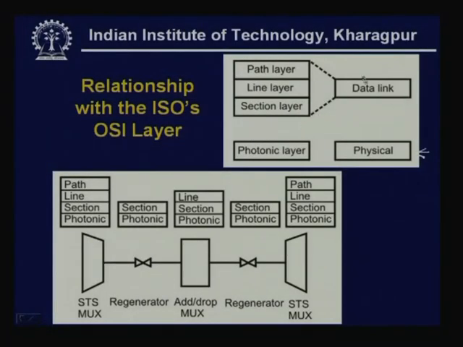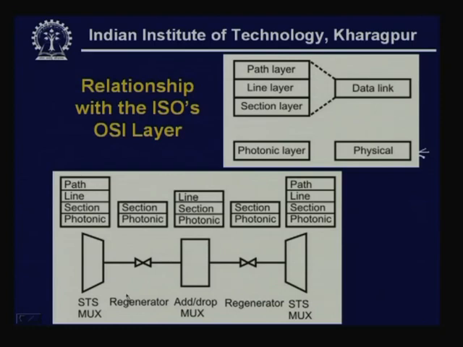On the other hand, the data link layer has got 3 different sub layers. That means all the 3 upper layers of SONET belong to the data link layer of the OSI model. That means path layer, line layer and section layer, all these 3 belong to the data link layer.